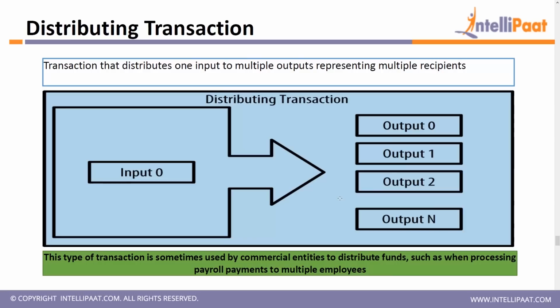Then comes distributing transactions. Transactions that distribute one input to multiple outputs represent multiple recipients. So here the sender address or sender peer can try to send an amount of Bitcoin to multiple addresses in one transaction itself. So you can generate one input with multiple items to multiple recipient addresses, and this will be further distributed in multiple outputs depending on the number of different addresses available. This type of transaction is sometimes used by commercial entities to distribute funds, such as when processing payroll payments to multiple employees.